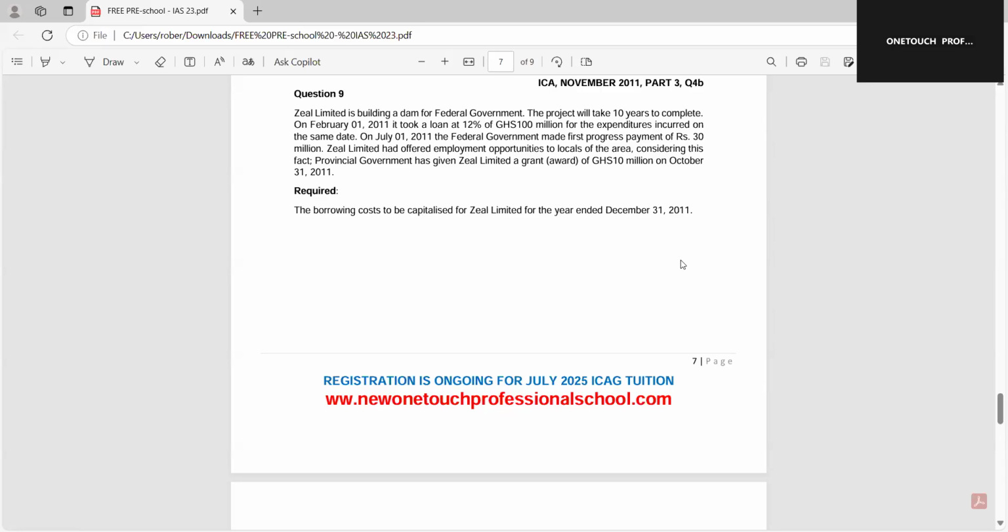Then let's continue. It says that on 1st July 2011, federal government made first progress payment of 30 million. Z Limited had offered employment opportunities to locals of the area. Considering this fact, provincial government has given Z Limited a grant, that's an award of 10 million, on October 31st, 2011. So that one is to be used to defray your costs. So it will reduce the cost of 100 million. So you can see that this is also another new question altogether. Did you get it?